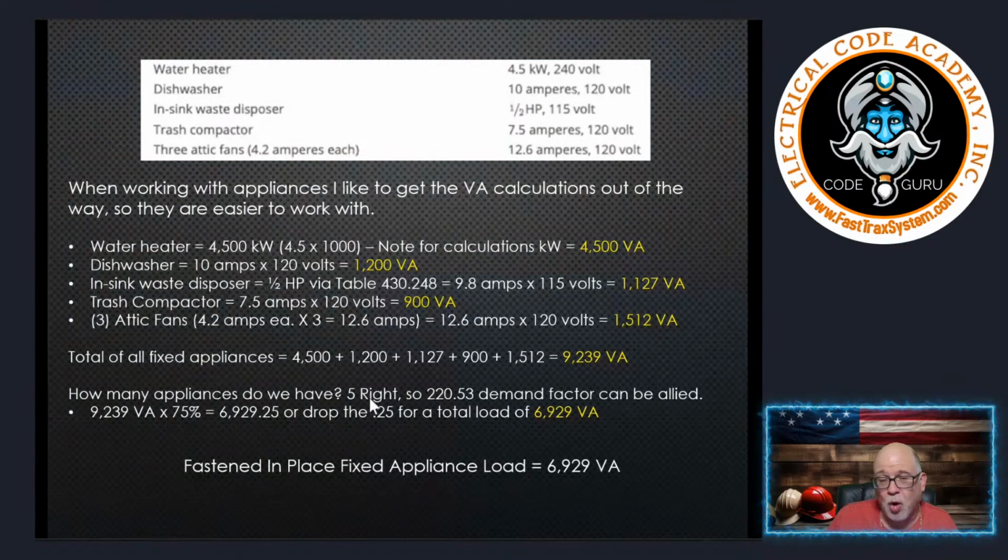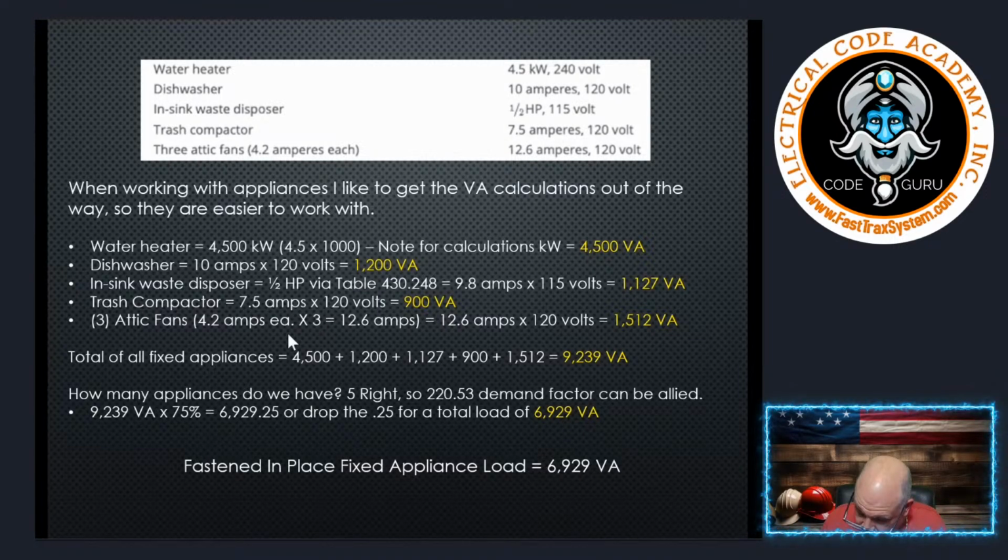No, we've got more than 5, don't we? 1, 2, 3, 4, 5, 6, 7, because we had 3 of those attic fans, okay? So even if we were to forget that, we still had 1, 2, 3, 4, 5, we still would be able to apply the 75%. Why? Because we have 4 or more fastened in place appliances, okay? So we're going to be able to apply our 75% to this equation.